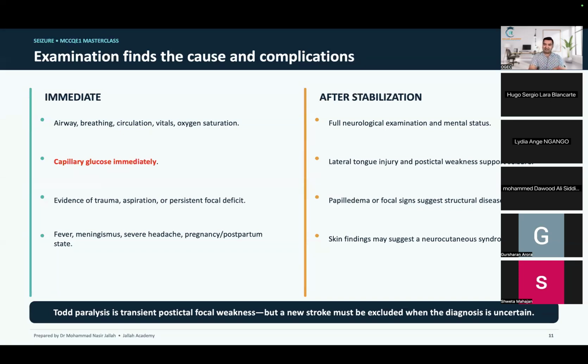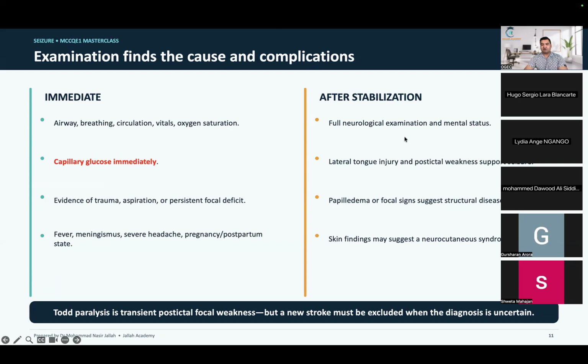because hypoglycemia and hyperglycemia, both of them can cause seizure. So you need to check the capillary glucose immediately. Evidence of trauma, aspiration, persistent focal deficit, fever, meningitis, severe headache, pregnancy, postpartum status. This has to be checked.